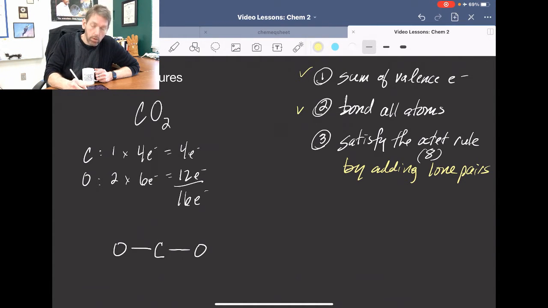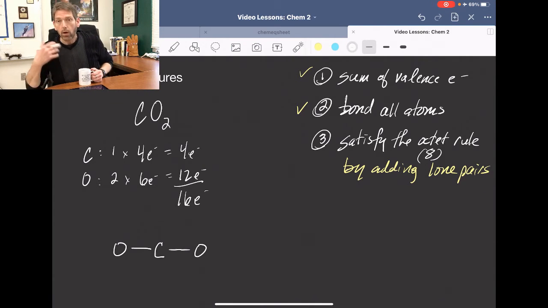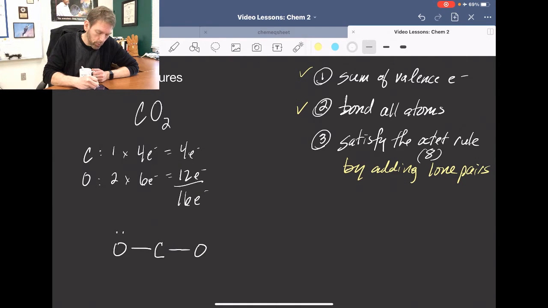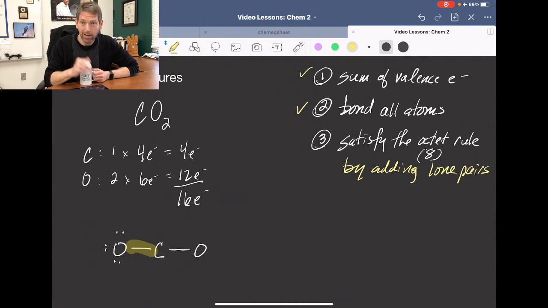Rule 2, done. So now we just have to ask ourselves, where do we go from here? Rule 3 says satisfy the octet rule by adding lone pairs around every atom. So let's go ahead and do that. We got 1, 2, 3, 4, 5, 6, right? And then remember right here, that is a pair of electrons. That's a bonding pair, right? This is a lone pair.